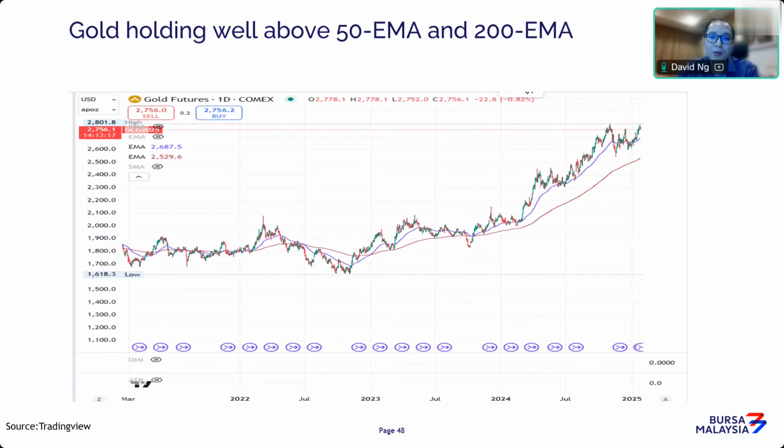Now, if you just look at gold in general, at how gold has been performing, gold performance has actually been quite strong, in the sense that you can see candles are both above the 50 and 200 period EMAs. That tells you generally the market is on an uptrend and still in an uptrend market.